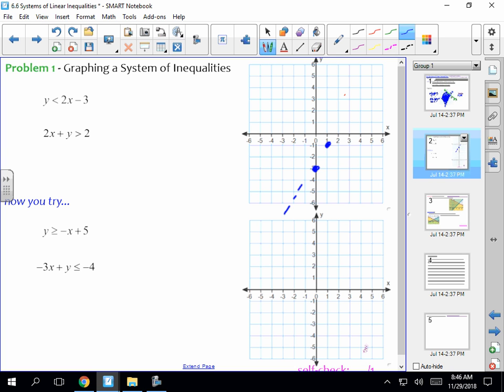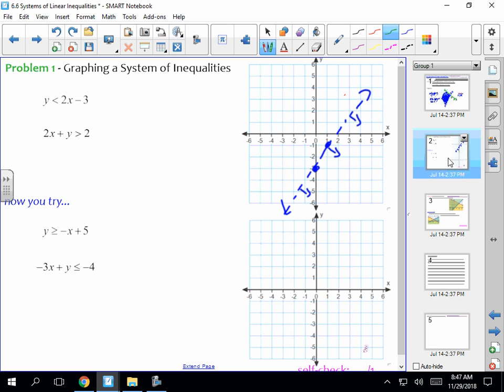Dashed line, because there's no line underneath that inequality symbol. So it's a dashed line. Less than would be down and to the right. So I'm going to put little arrows here just to show you what I'm thinking. It's down and to the right.